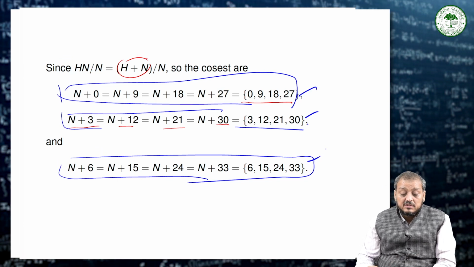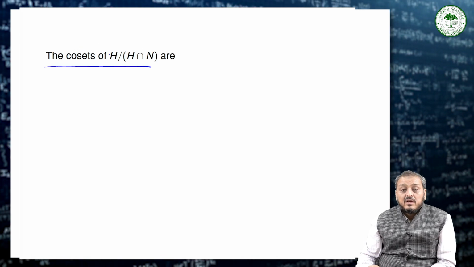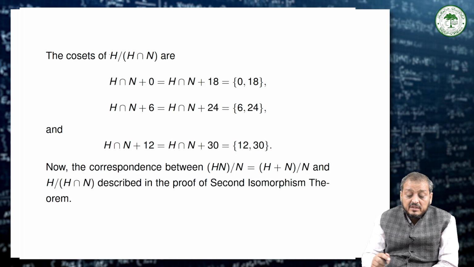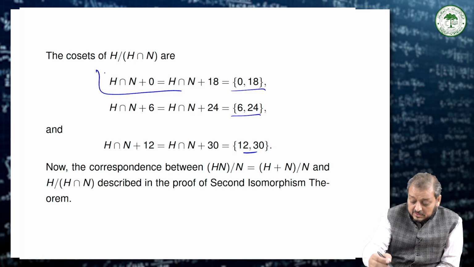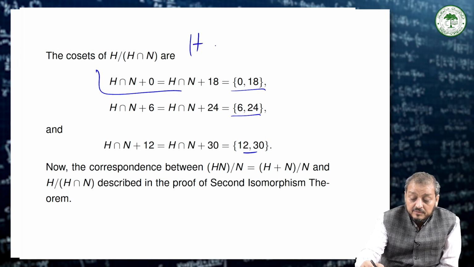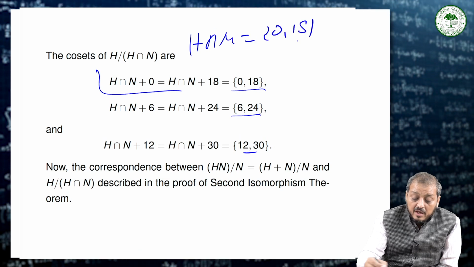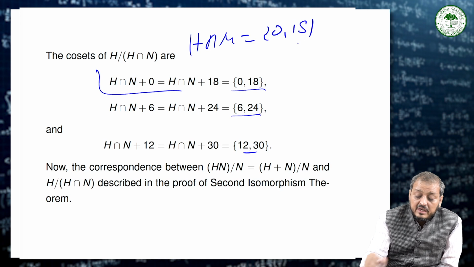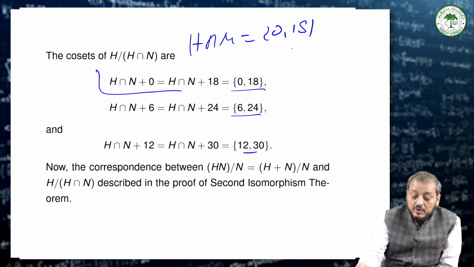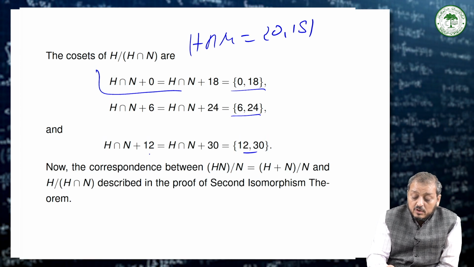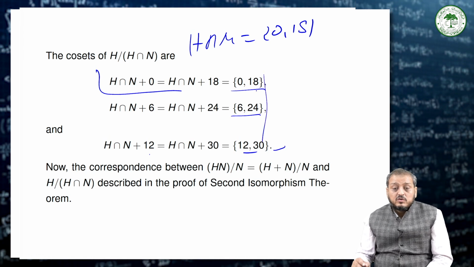So clearly we try to find the cosets of h over h intersection n, and they are 0, 18, this form. This is simply so because in h intersection n you have 0 and 18. If you take it with 0 it is the same, with 18 it is also the same, because under modulo 36, then with 6, and then with 24, and with 12 and 30, n is equal to h. So all the elements are given here. So three different cosets are here.